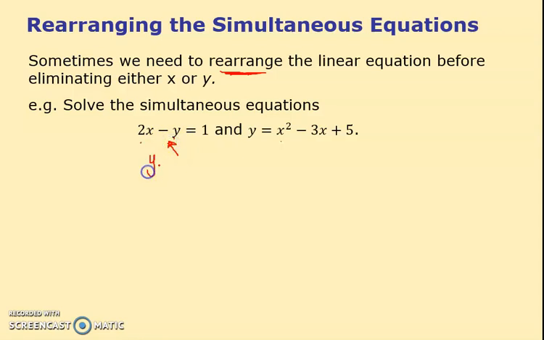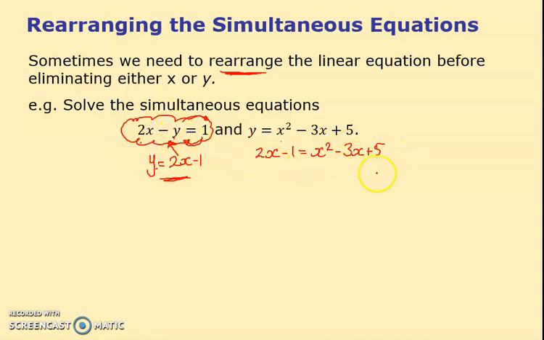So I'm just going to make this say y equals. And I'm going to think of that as moving over and that moving back again. So I reckon that becomes plus y, that becomes minus y. I reckon y equals 2x minus 1. Now I know that. This is easy. I can go, y. Now I can do it. 2x minus 1 equals x squared minus 3x plus 5. So as a general rule, we try to rearrange the easier of the two functions. In this case, it's always the linear function.